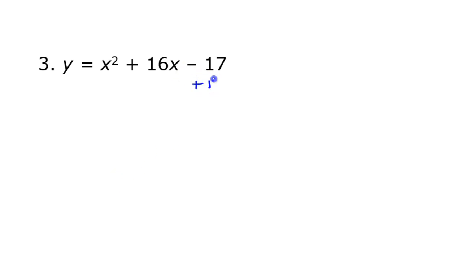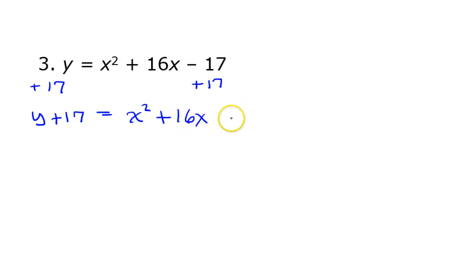So I'm going to add 17 to both sides first because I need to clear the way to complete the square. So I'm going to have y plus 17 equals x squared plus 16x. And now I have space to complete the square. The way I choose the final number is I do half the middle squared. Half of 16 is 8. And then 8 squared is 64. So this is the number that completes the square.